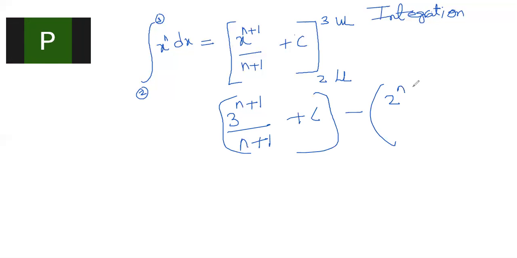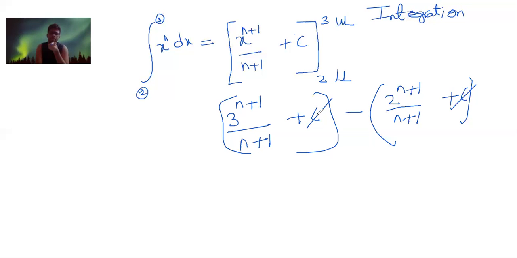2 power n plus 1 by n plus 1, that n may be anything, plus c. Here also plus c will be there. But this plus c and plus c will cancel when you open this minus. Did you understand? Okay, sir. That is why in our physics numericals we don't use plus c. Sir, how we will get upper limit and lower limit, sir?